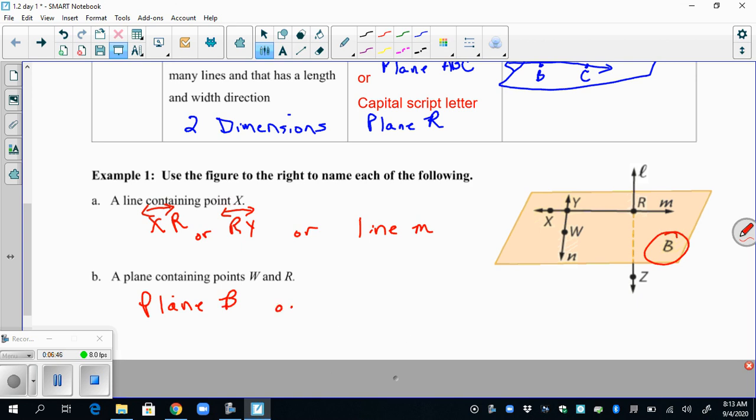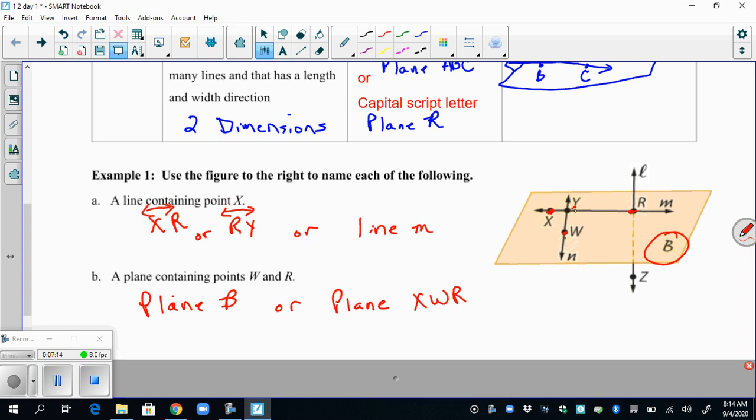The other way is to use 3 non-collinear points, or 3 points that are not on the same line. So I could use X, W, and R, because that's talking about that flat surface. Again, it doesn't have to be in that order, I could call it RWX, I could call it XWY, I could call it YRW, any 3 points.